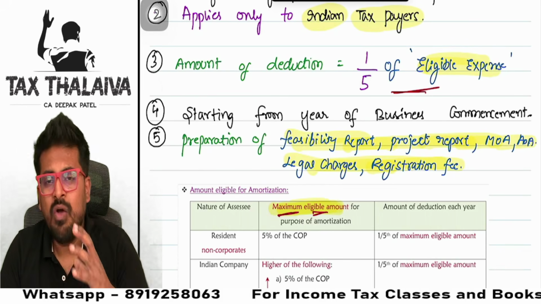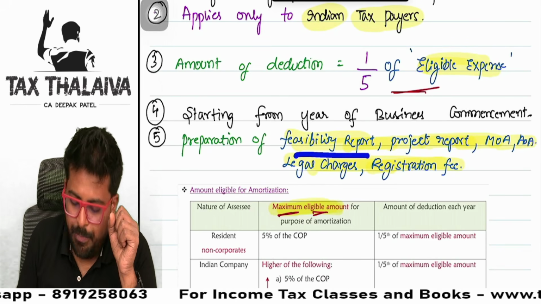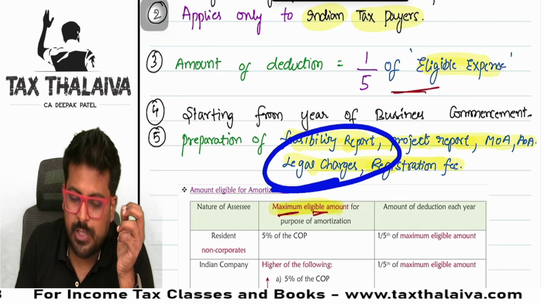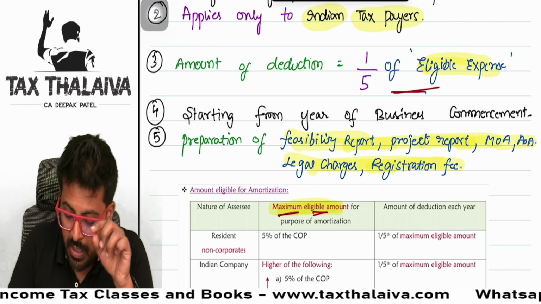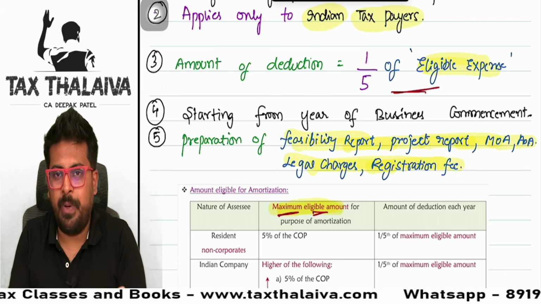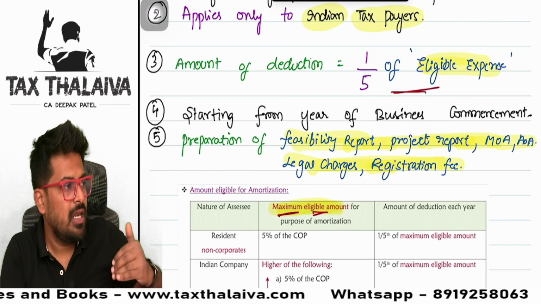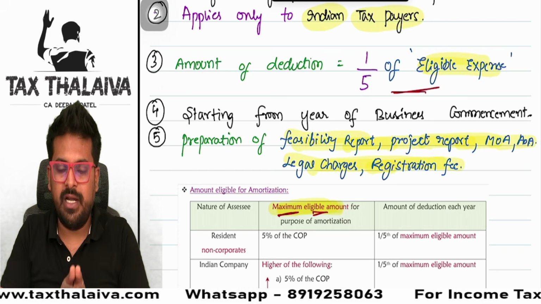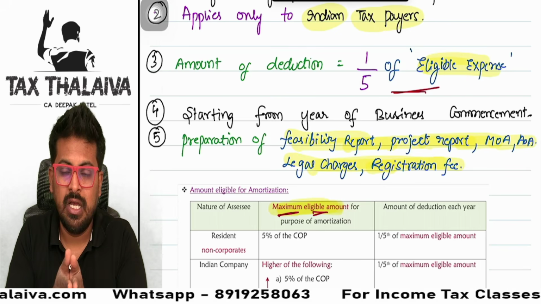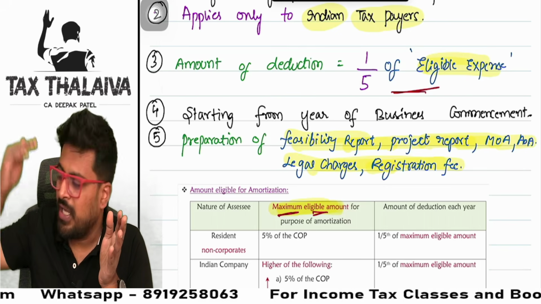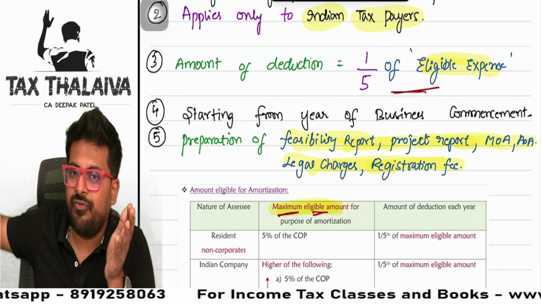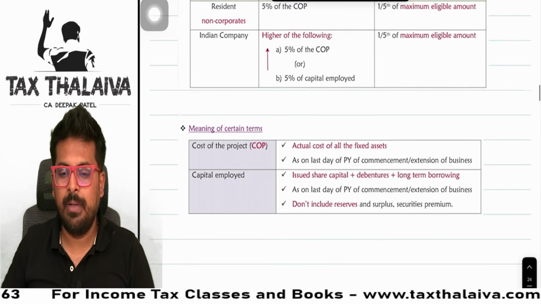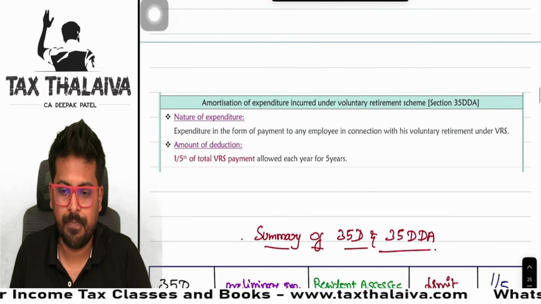Generally, what kind of expenses can it be, sir? Feasibility report, project report, MOA drafting, AOA drafting, legal charges, registration fee. These kind of expenses are allowed here. And 1/5 you will start claiming the expenditure. Let's say, for example, last year you incurred all this preliminary expenses. So, of course, you will start claiming the expenditure from the year in which you started your business. For 5 years, you will claim. This year 1/5, next year 1/5, next year 1/5, next year 1/5, next year 1/5. Then in 5 years, you will be eligible to claim all the expenditures.